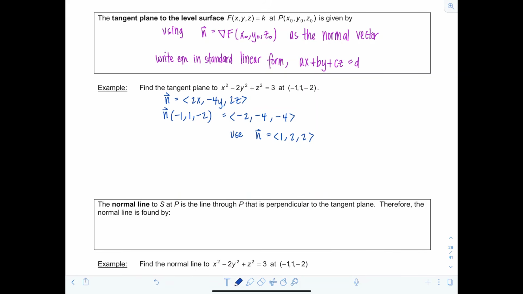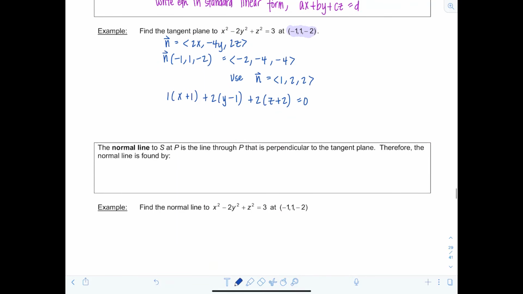So let's go ahead and do that. So I'll have 1 times x plus 1. Remember, I'm using this point here as the point on the plane, plus 2 times y minus 1, plus 2 times z plus 2 is equal to 0. And then we get x plus 2y plus 2z is equal to -3.